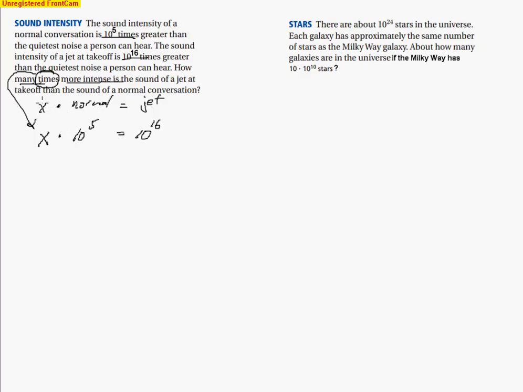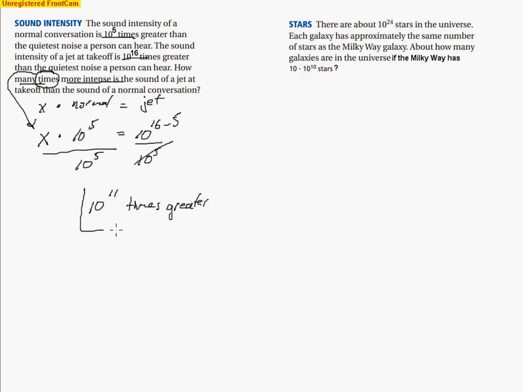So we want to find out what this value is. So basically what we're going to end up doing is dividing by that 10 to the 5th. So this is our problem we've got to set up. So we're going to take out 5 10s from the 16 10s on top, and that's going to leave me with 10 to the 11th times greater.